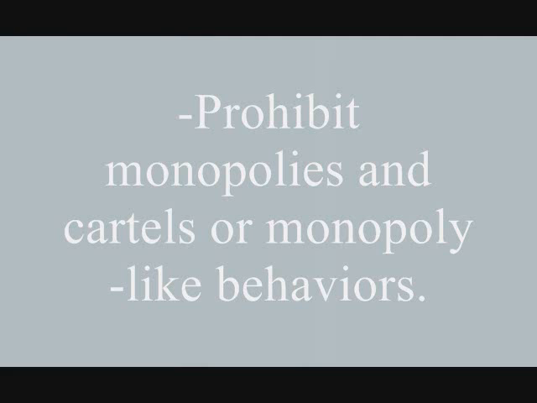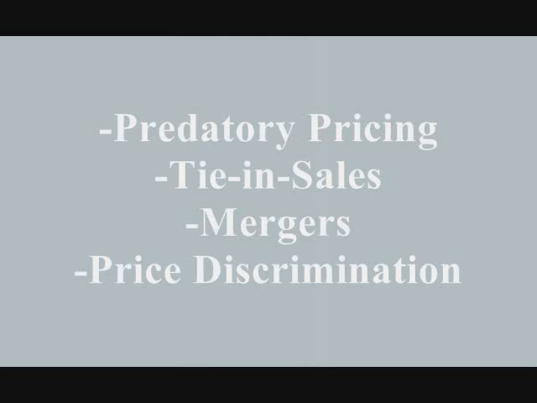Antitrust policy. Antitrust laws prohibit monopolies and cartels or monopoly-like behaviors. For example, the Sherman Act of 1890 and the Clayton Act of 1914 are the main antitrust laws in the United States. Antitrust laws prohibit the following: predatory pricing, which is a seller charging less than its average cost to drive a competitor out of business.